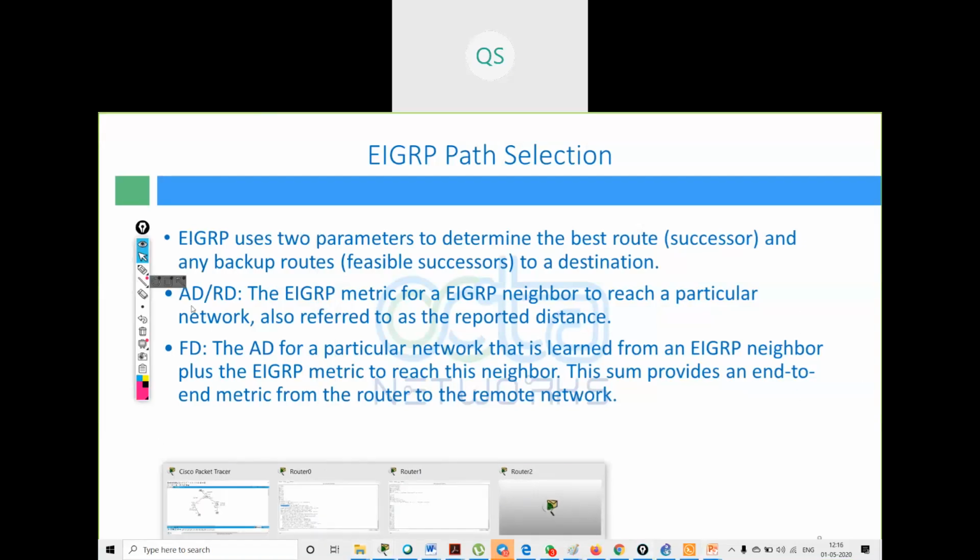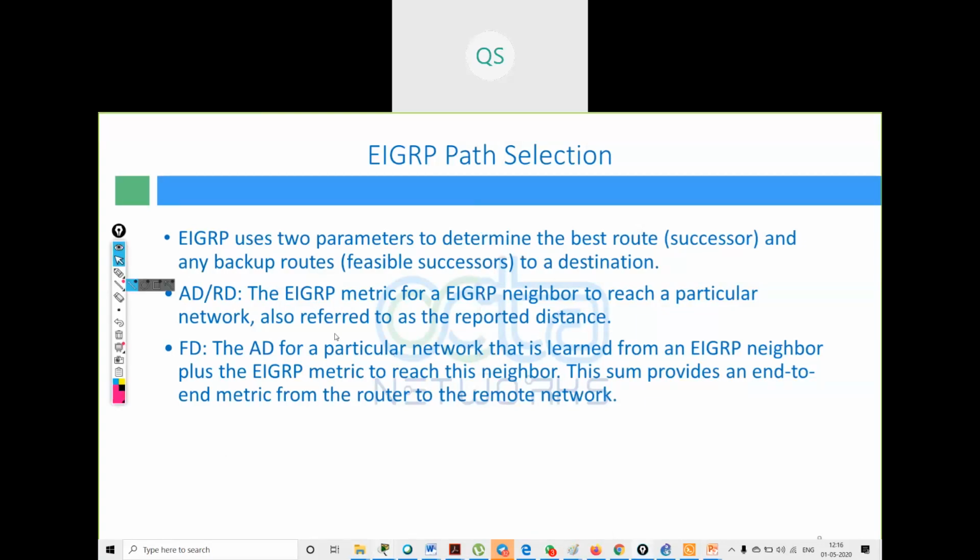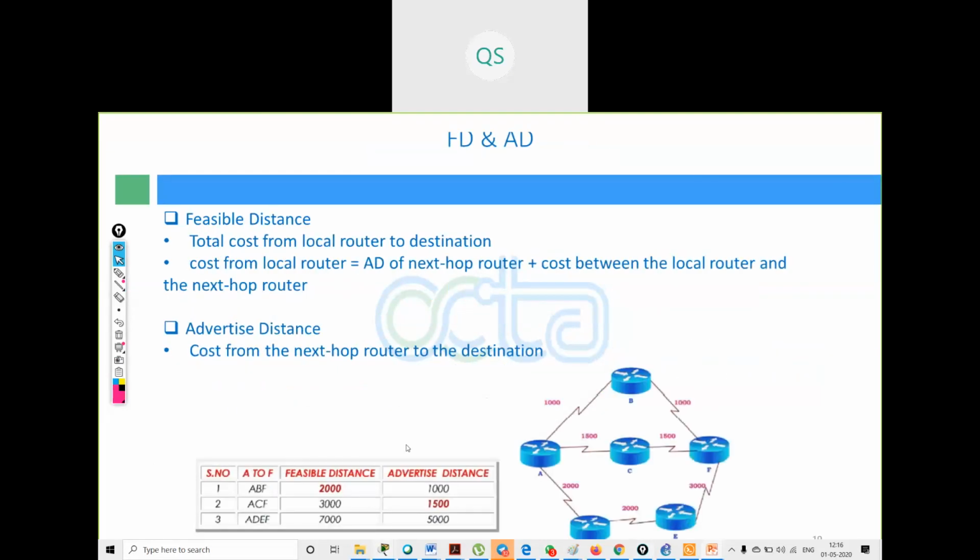Now we have something known as AD or RD. The EIGRP metric for an EIGRP neighbor to reach a particular network, also referred to as the reported distance, is known as either advertised distance or reported distance. So now FD, we have a concept of FD and AD. I will explain it in a better way. This is my FD and AD.